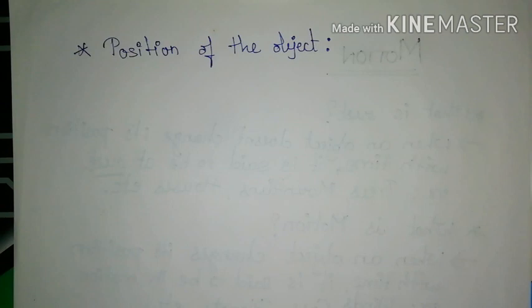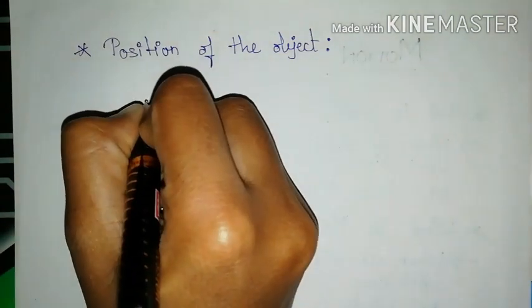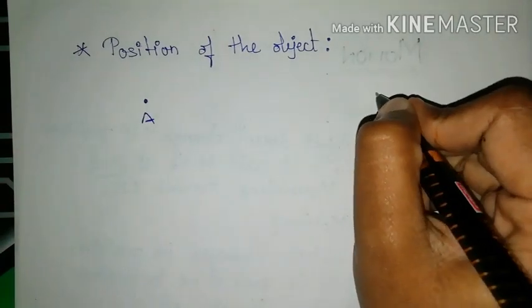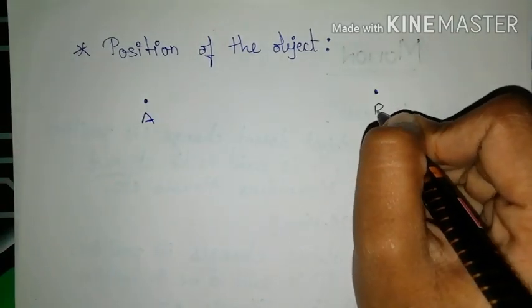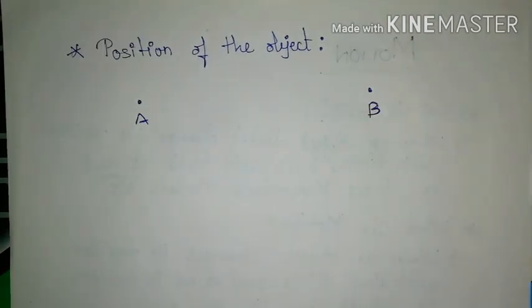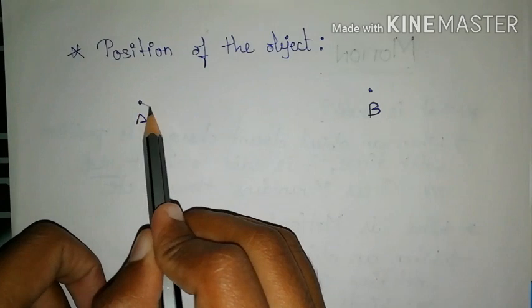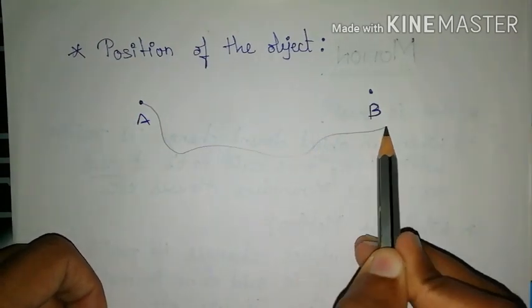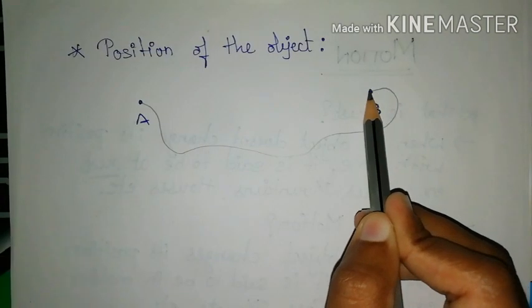So suppose an object is at point A and I want this object to travel to point B. So how many different kinds of paths can this object take to travel from point A to point B? There are infinitely many paths that this object can take. Say for example, the object can come like this. These pencil marks denote the path taken by that object.